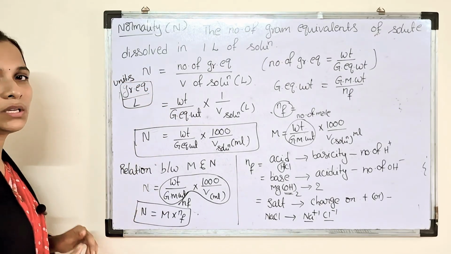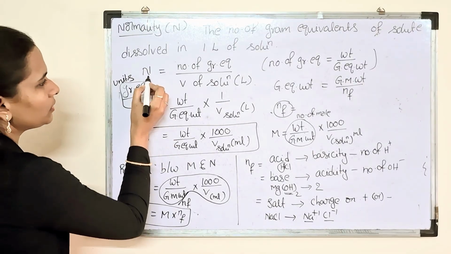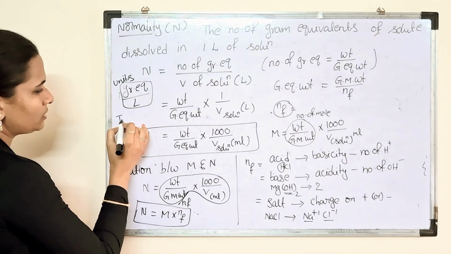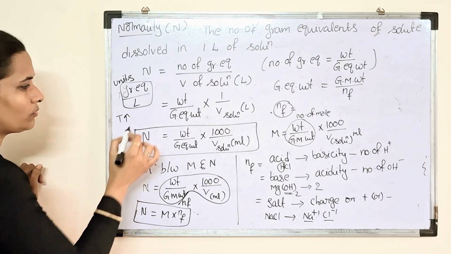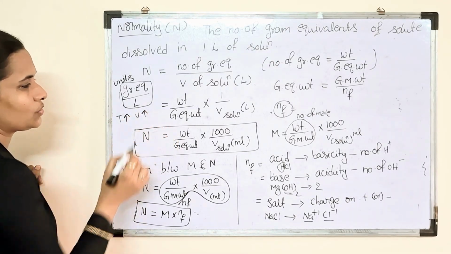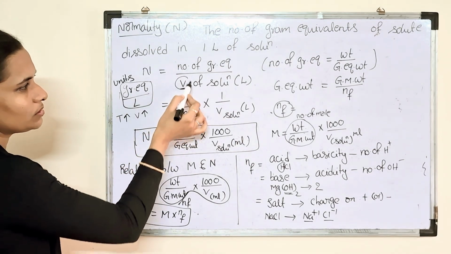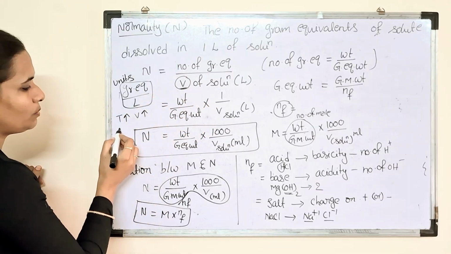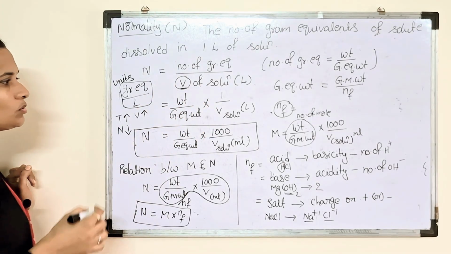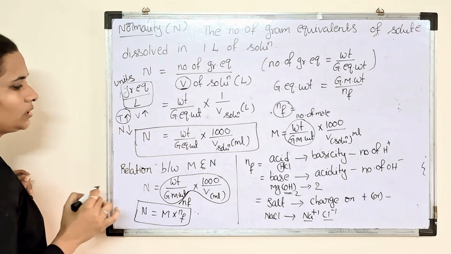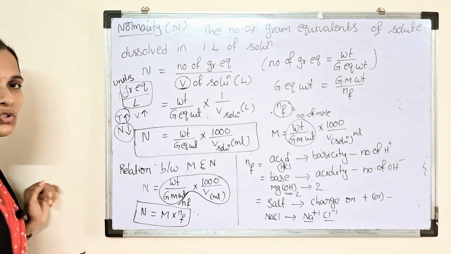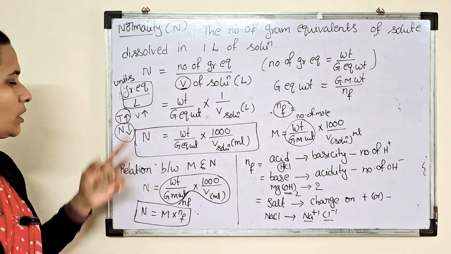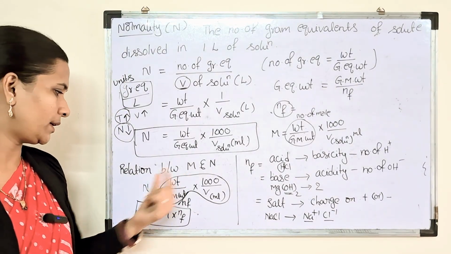And next, it is temperature dependent. Why? Because normality is equal to the number of gram equivalents divided by the volume of solution. If you increase the temperature, what will happen? The volume also increases. Volume is in the denominator, so when the denominator value increases, the total value decreases. So normality decreases. If temperature is increased, normality is decreased. So normality is temperature dependent. This is about normality and the relationship between molarity and normality.